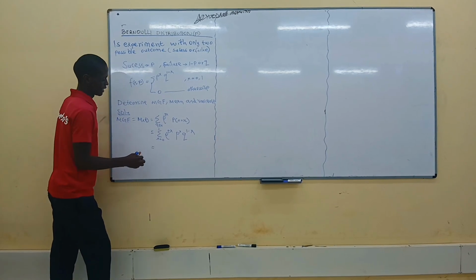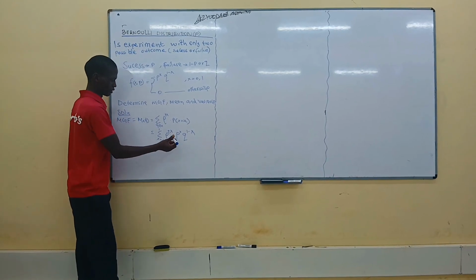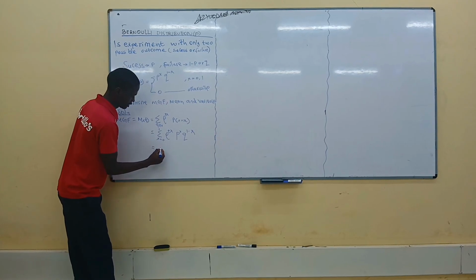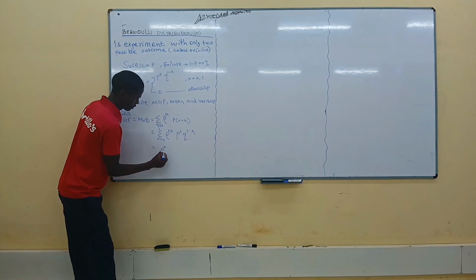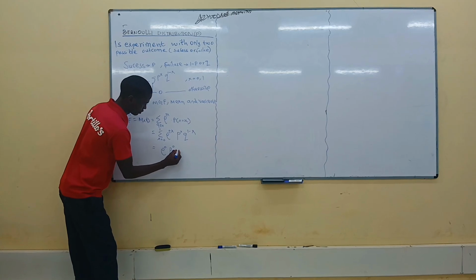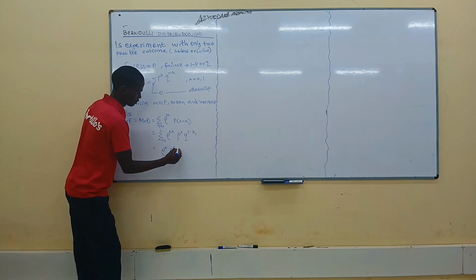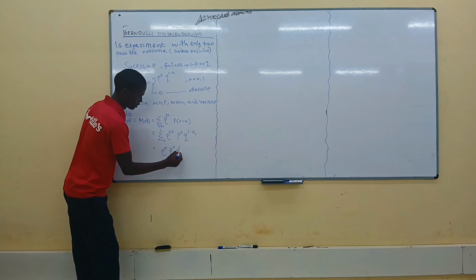Next step, where there is x, we're going to put 0. So it's going to be 0 times t, which is 0, p raised to 0, q raised to 1 minus 0, which is q. We are going to remain with 1, so it's 1.